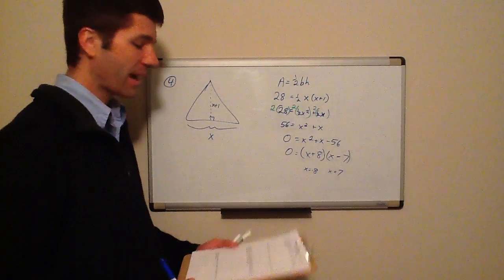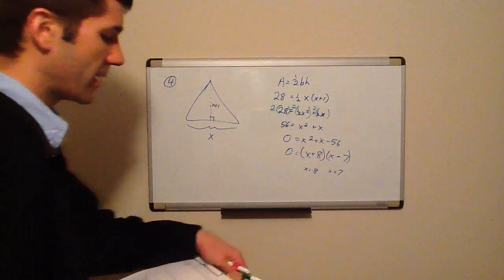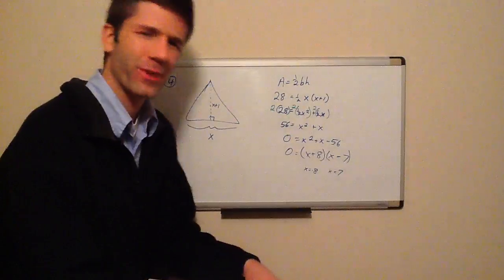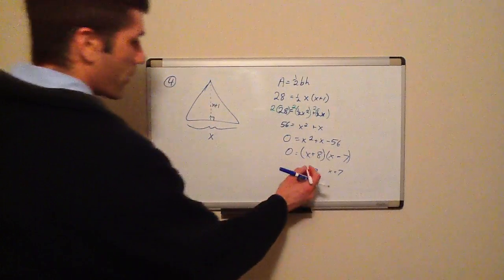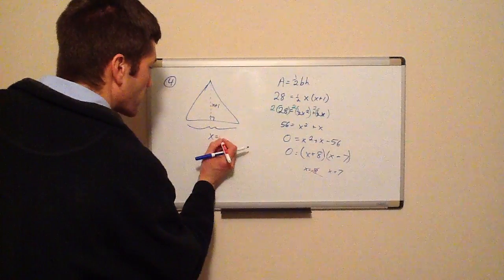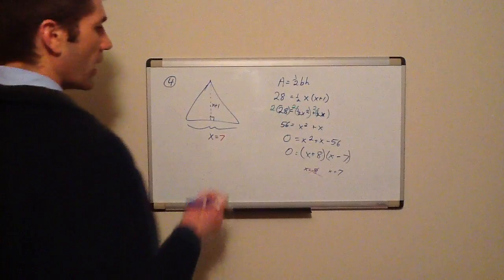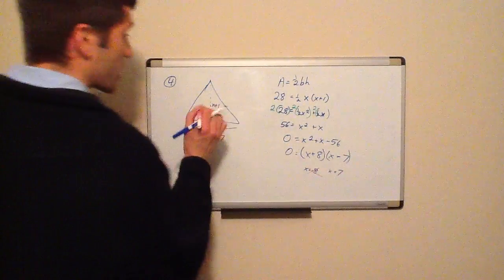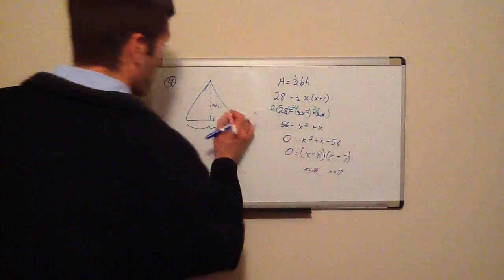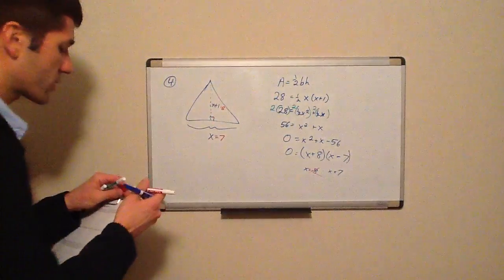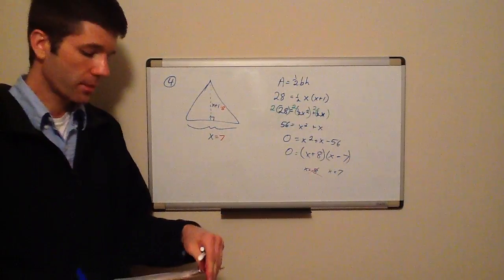What are the base and altitude? Well, the base in this case, well, I'm freestyling. The base is, well, not negative. It must be 7. And the height, the altitude, is x plus 1. So 7 plus 1, which is 8. It did not ask for the area, because they gave us the area. There we go. There's the front half.